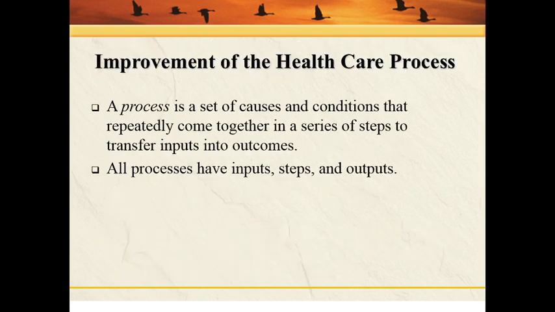So how to improve the healthcare process? First of all, you need to know what you mean by process. It's a very simple term. A process is a set of causes and conditions that repeatedly come together in a series of steps to transform inputs into outputs. So we call it a system. A system has inputs, then you have a process, and the inputs will be converted into outcomes, right? So all processes have inputs, steps and outputs. It's very easy. Let's say, for example, you're making a cup of tea, right? What are your inputs? You need to have hot water.